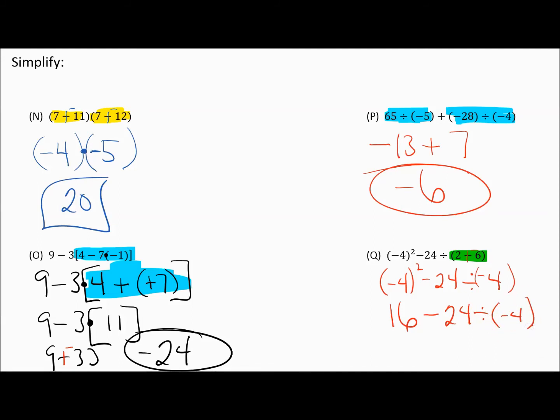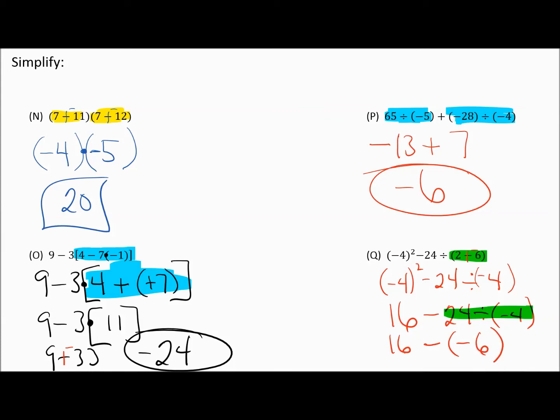Now what operations do I have? I have subtraction and I have division. Division comes before subtraction all the time. So the next thing I'm doing, highlighted in green right here, is this step. So I have 16 comes down, the minus comes down. Positive 24 divided by negative 4. Positive divided by negative is always a negative, so I put this extra parenthesis to separate these two operations right here. 24 divided by negative 4 again is negative 6.